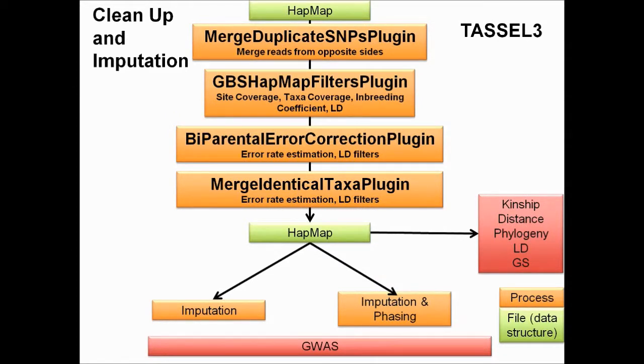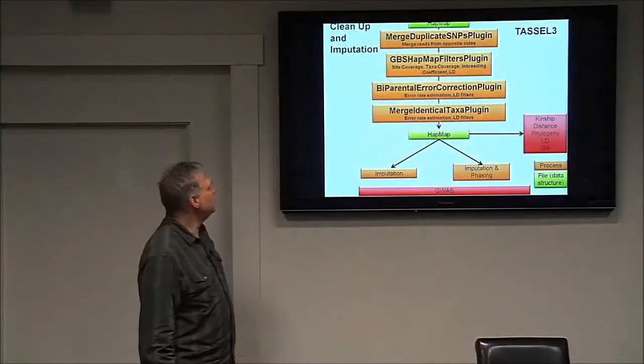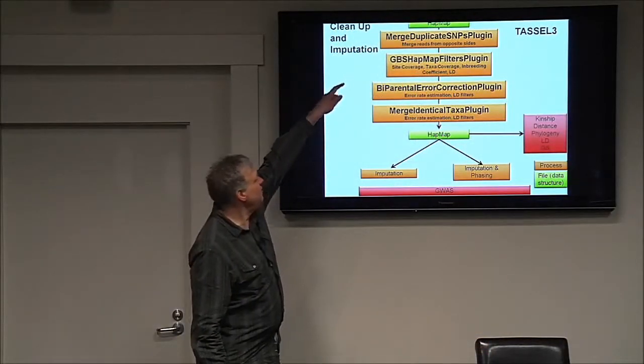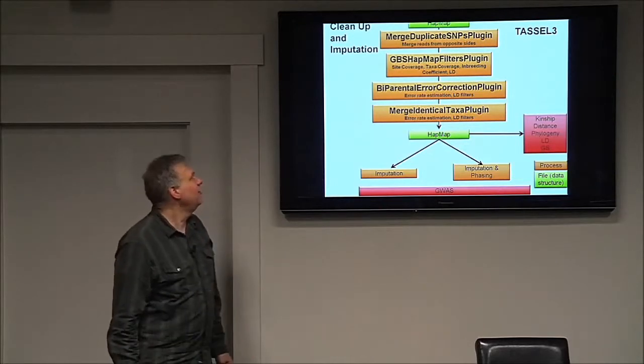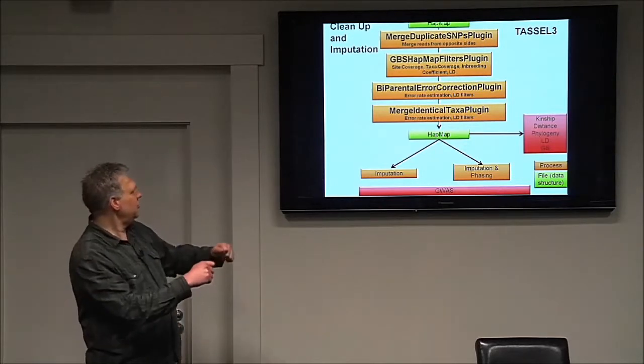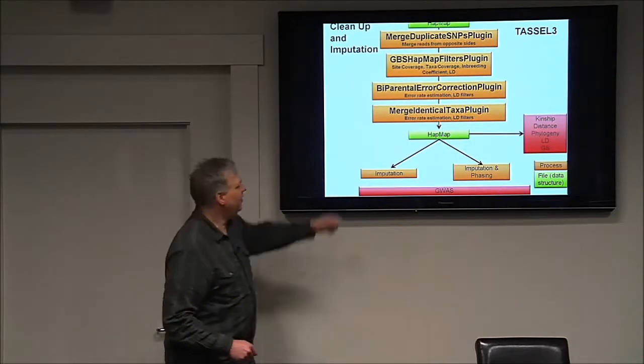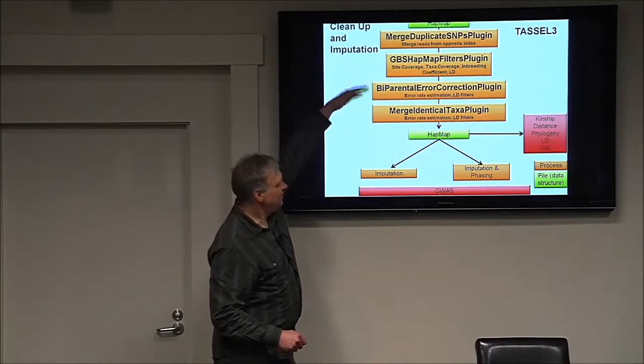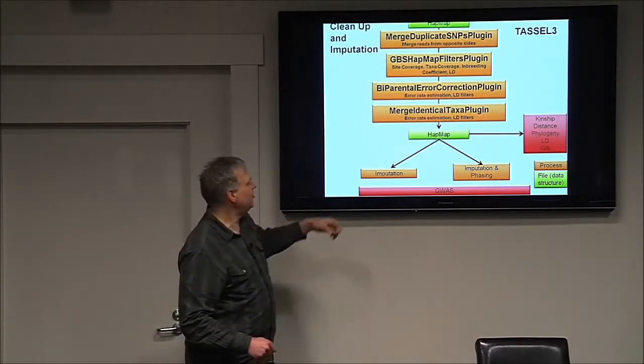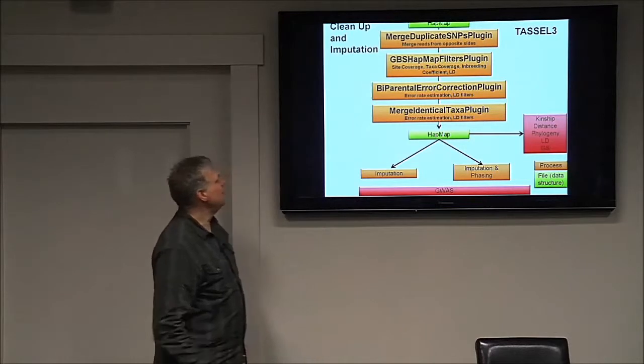Okay, so TASSEL 3 has some tools to help you do some more filtering. Rob walked you through to get to the top there, that green bit that says HapMap that's cut off. That's the genotypes. We get the initial genotypes out. Then Rob had an arrow that just said filter, and these are the filters that are available in TASSEL 3. So you can get filtered genotypes after that.